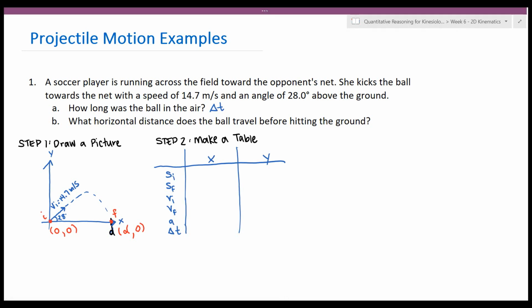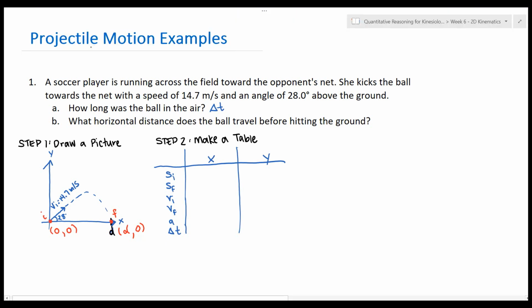Now we're just entering that into the table under x and y. S initial x component is 0, that's this one here, and S initial y component is 0, that's this value here. We can do that for S final. S final x is d, and S final y is 0. All right, so now we move on to V initial.